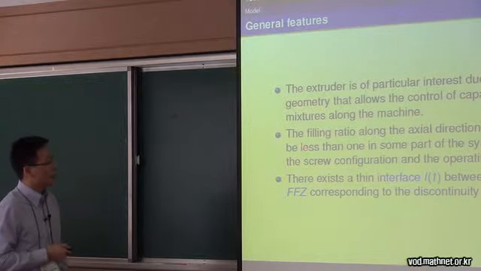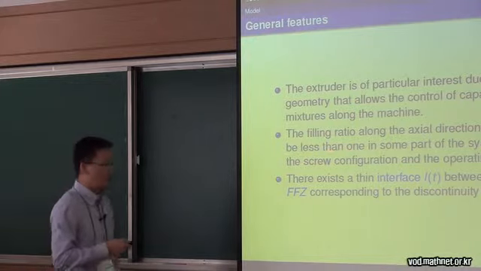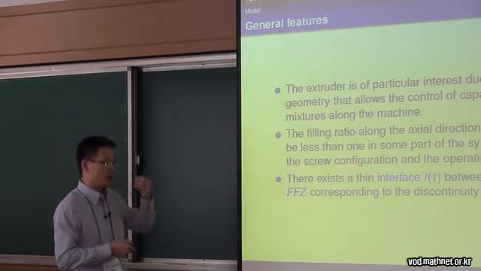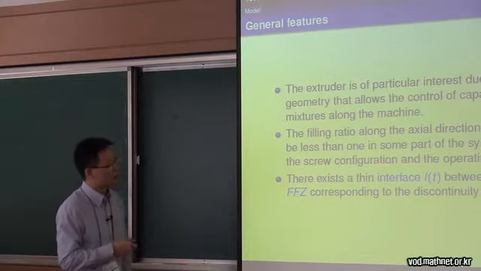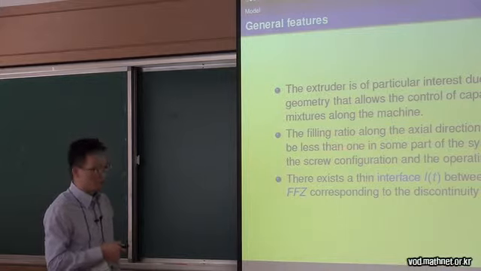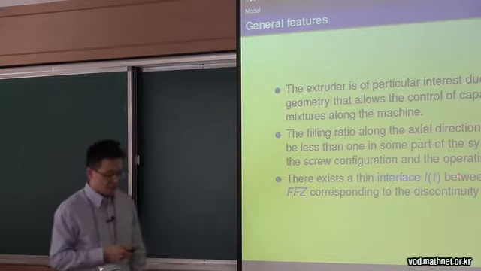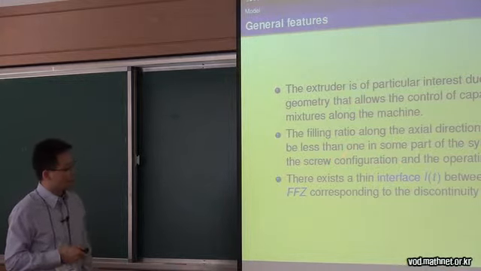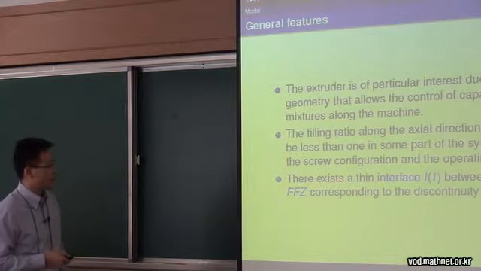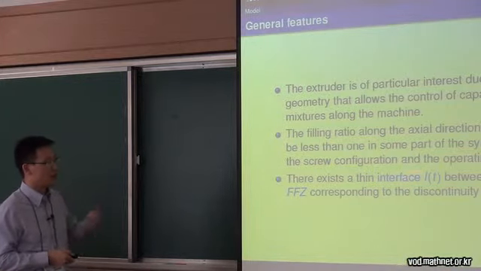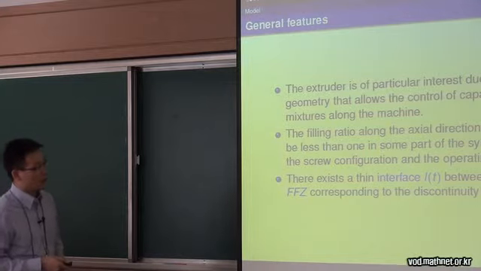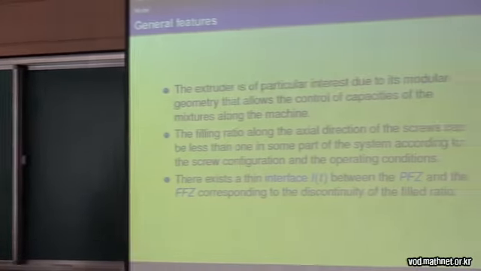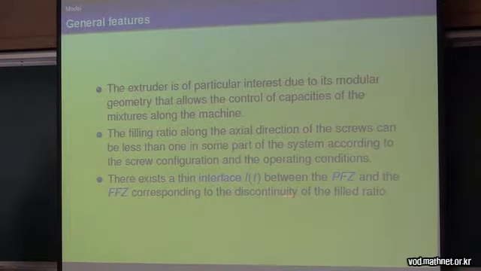Another important phenomenon in this model is that the filling ratio of the mixture along the tube can be less than 1 near the entrance of the tube, and the filling ratio near the die is identically 1. This is one important phenomenon. Another thing is that there is a very thin interface between these two zones, which we call the partially filled zone, PFZ, and the fully filled zone, representing these two different zones.